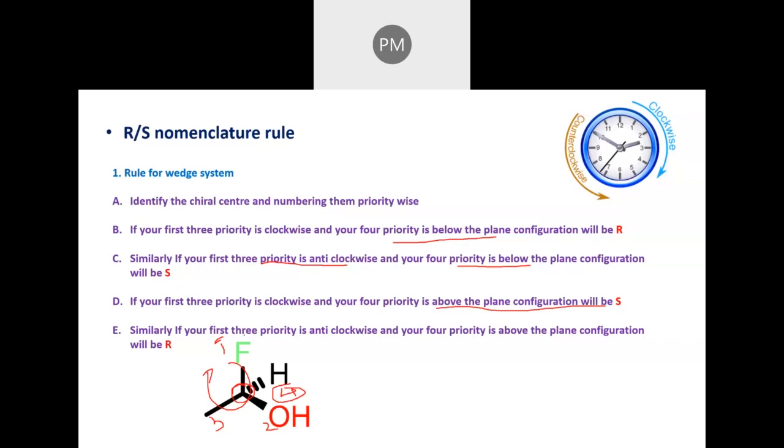Similarly, if the first three priorities are anti-clockwise and our fourth priority is above the plane, then the configuration will be R configuration. So after this OH configuration, this molecule will be R configuration.